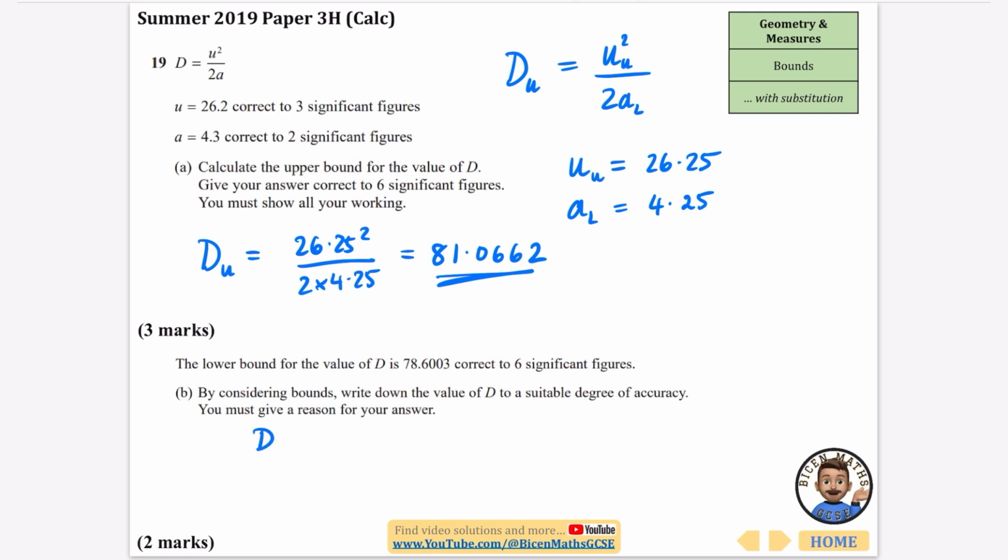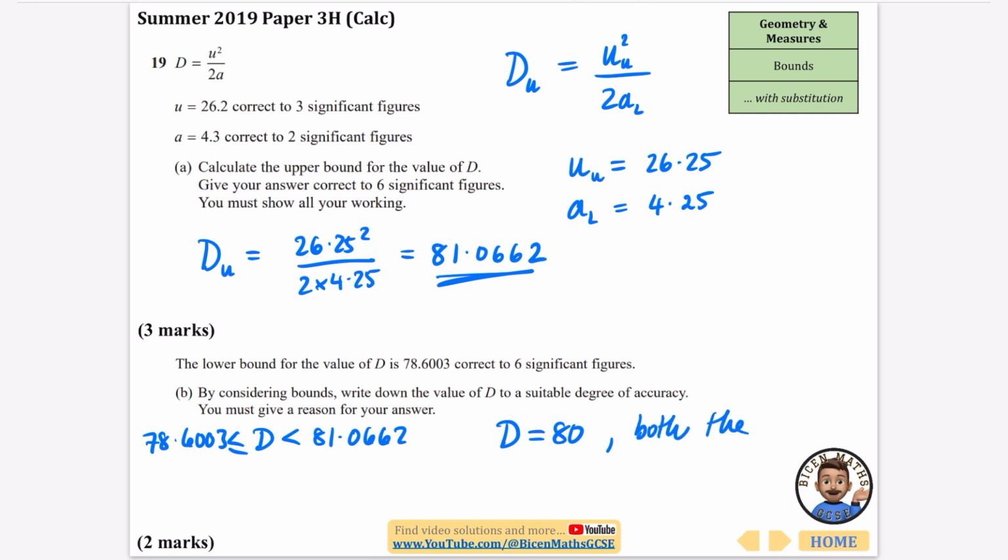So at the moment we're saying that D is somewhere in between 81.0662, and actually it probably wouldn't have this line, but don't worry too much about that. And the lower bound is 78.6003. So we just need to think, what value would D be that kind of suits both of these? And I think the value that we're going to say is that D is going to be equal to 80, and that's because both of these to one significant figure round to 80. So D is equal to 80.